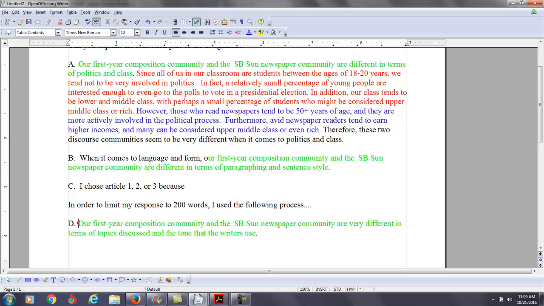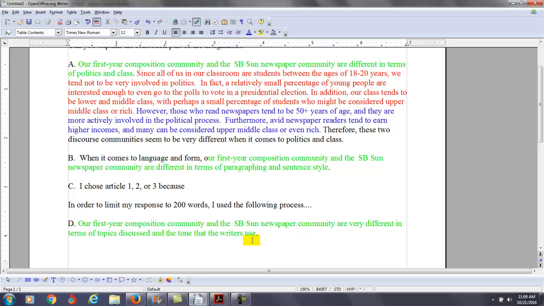So here's what I'm saying. Our first year composition community and the San Bernardino Sun newspaper community are very different in terms of topics discussed and the tone that the writers use. So the topics that are covered, that focuses on what they say in the two communities. And the tone, it focuses more on how they say it.